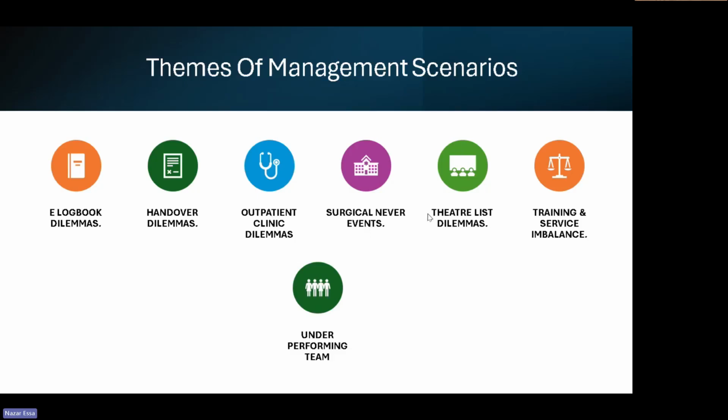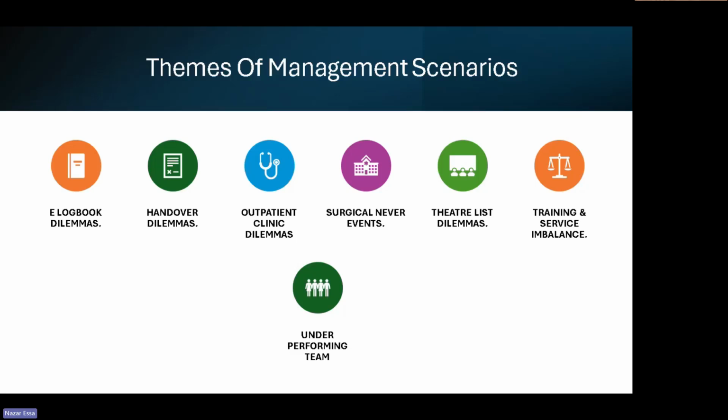And we will speak about how to answer, but these are very important things, you should be ready to deal with them. Surgical never events, what are the things that you should do here? For example, what are the surgical never events? You should have an idea about this. Go through the list on their website and try to understand what is considered a surgical never event.